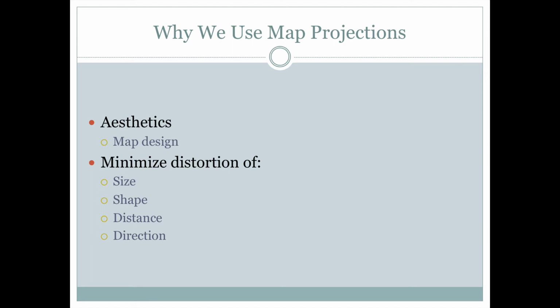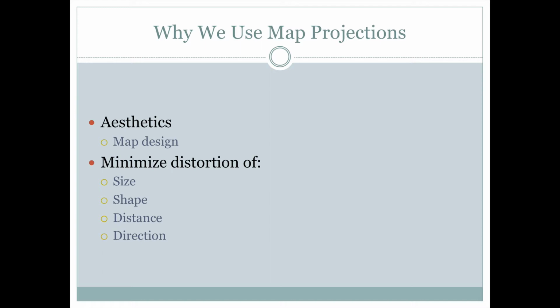So moving from geographic coordinates to Cartesian coordinates, we call that a map projection. So why do we use these map projections in the first place? I would say there's two main reasons. First of all would be aesthetics. We can just use these to design attractive looking maps.